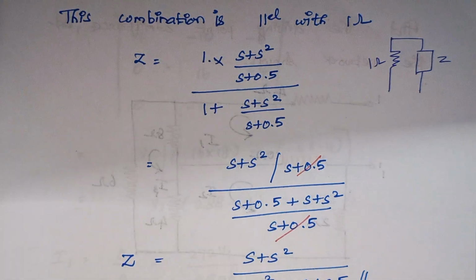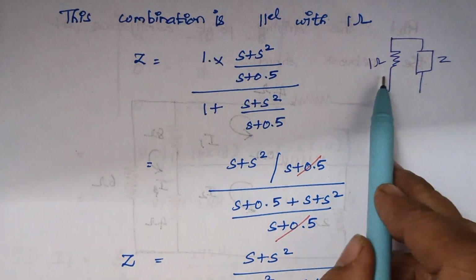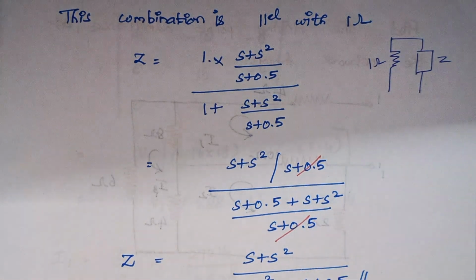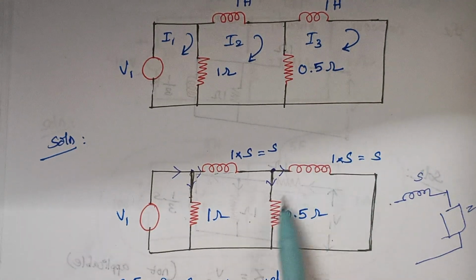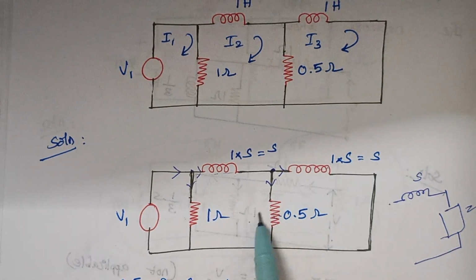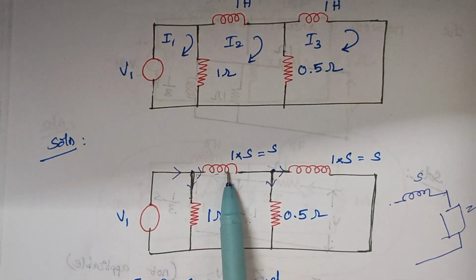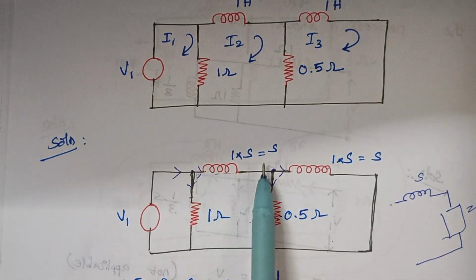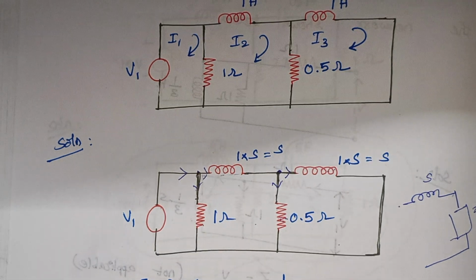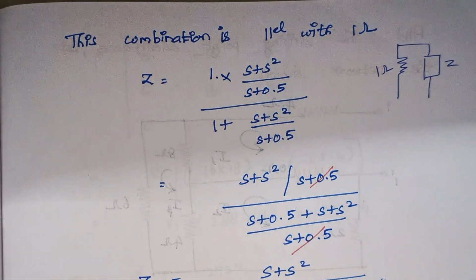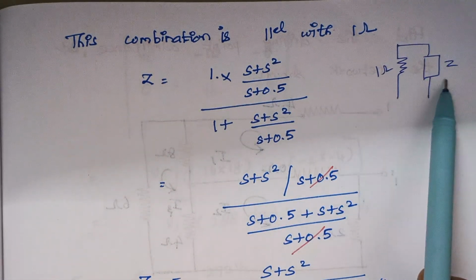Now the calculated value of impedance is in parallel with the 1 ohm. Let me show you. You see, now I had combined these two elements and that impedance is combined with this element. Now this total net impedance is in parallel with this 1 ohm resistor. Therefore, here this 1 ohm is in parallel with this calculated impedance.